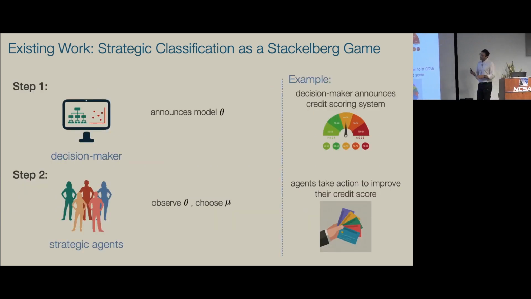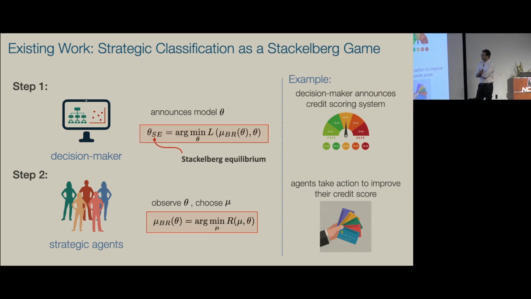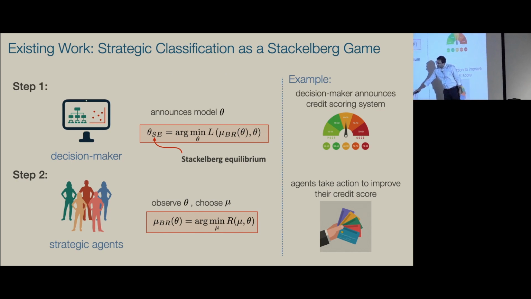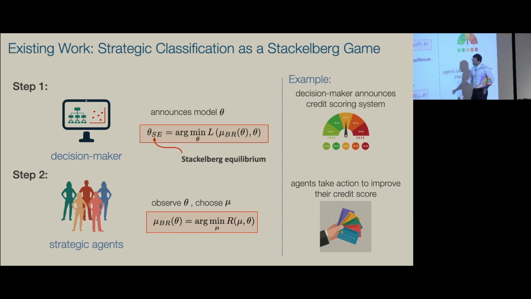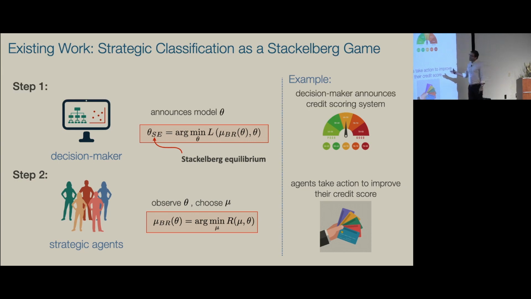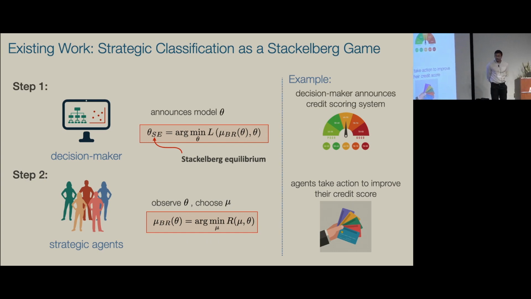And so the general interaction that has been looked at in the past has been like this. You have a decision maker that announces a model theta, and strategic agents that observe theta and then choose mu. If you think about it in a more game theoretic way, given a theta, the mu players are just going to learn how to best respond. And then theta would like to optimize this objective here, which depends on this best response map, and find what's known as a Stackelberg equilibrium where they lead.